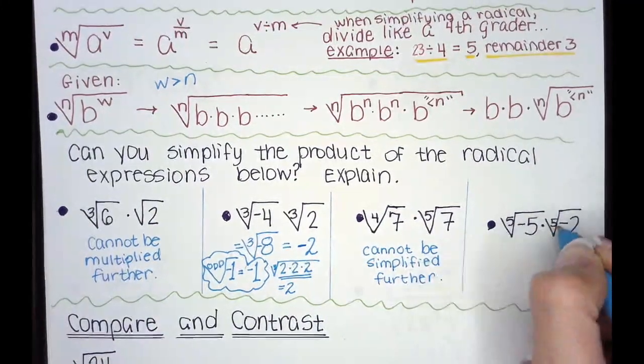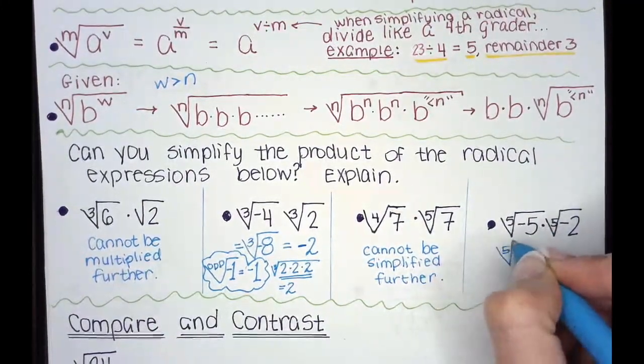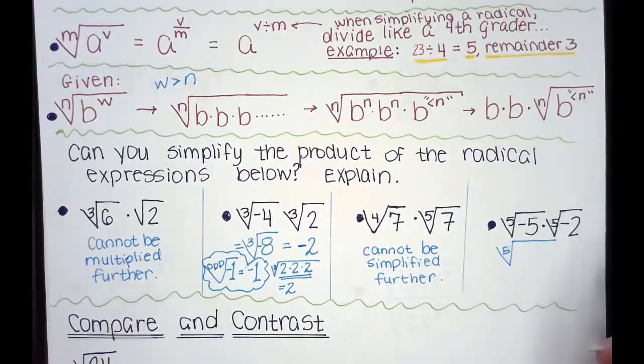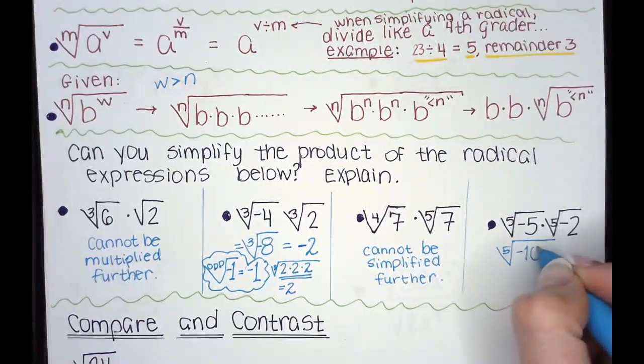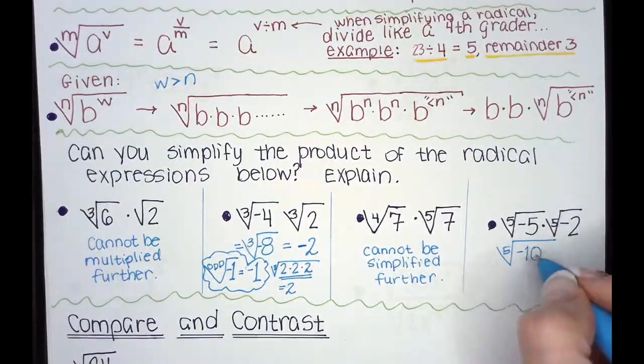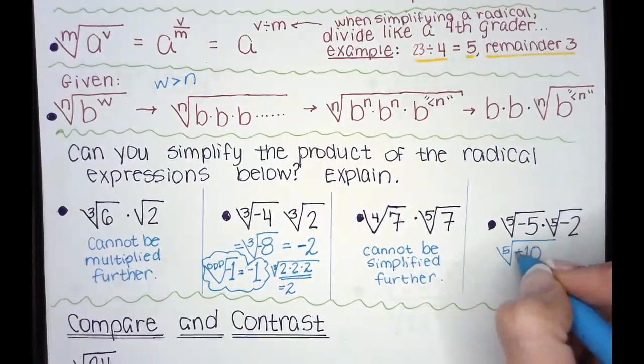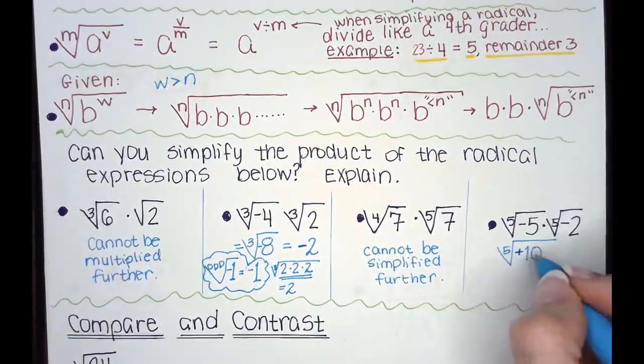All right, here I have 2 fifth roots, so I can actually find this product. What's negative 5 times negative 2? It's negative 10. And can you really go any further with this? Oh, not negative 10, I'm sorry, positive 10. Can I go any further with this? No, that's all we can do.